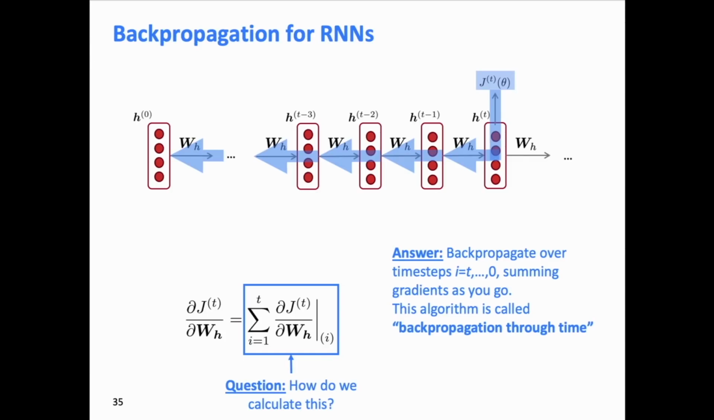So this algorithm of computing each of these gradients with respect to the previous one is called backpropagation through time. And I always think that this sounds way more sci-fi than it is. It sounds like it's time travel or something, but it's actually pretty simple. It's just the name you give to applying the backprop algorithm to a recurrent neural network. Any questions at this point?